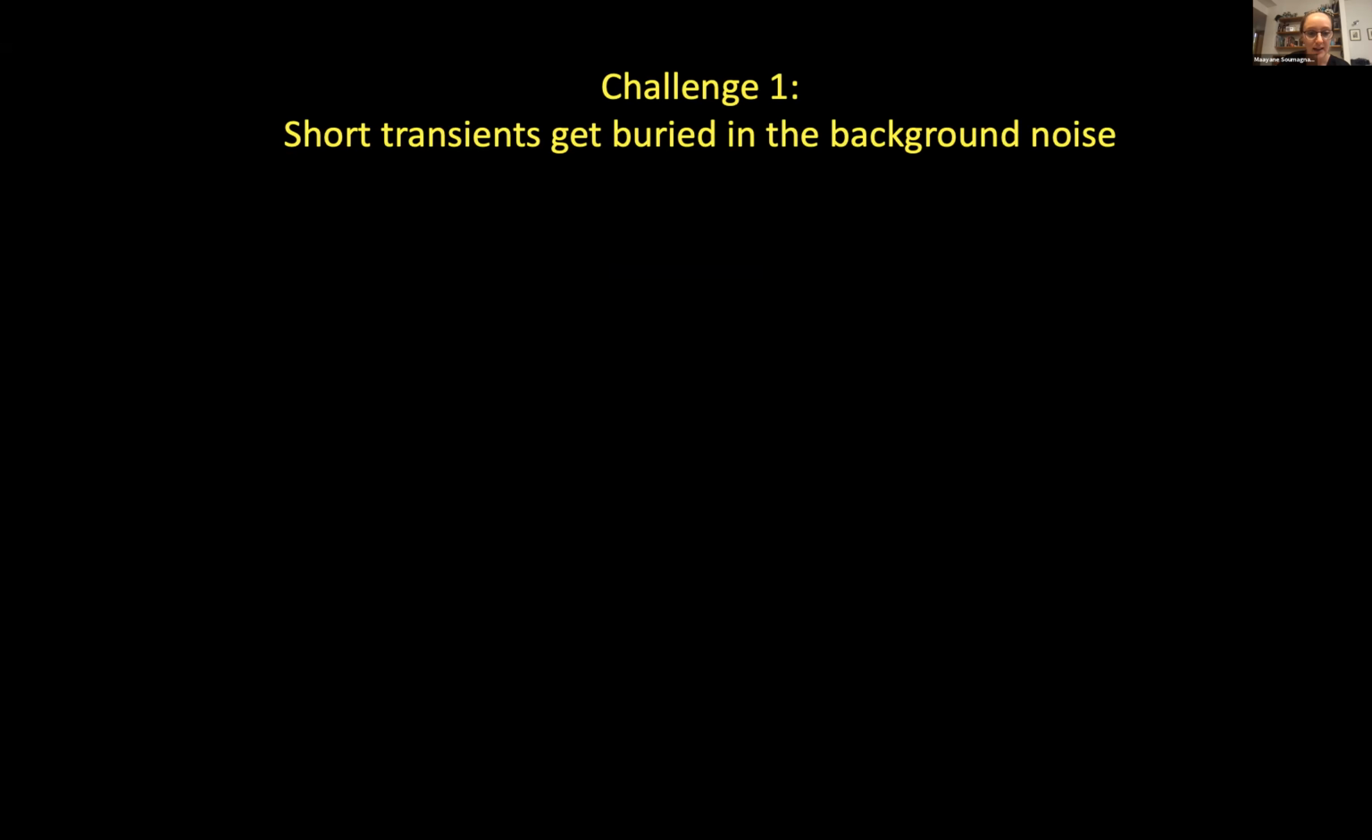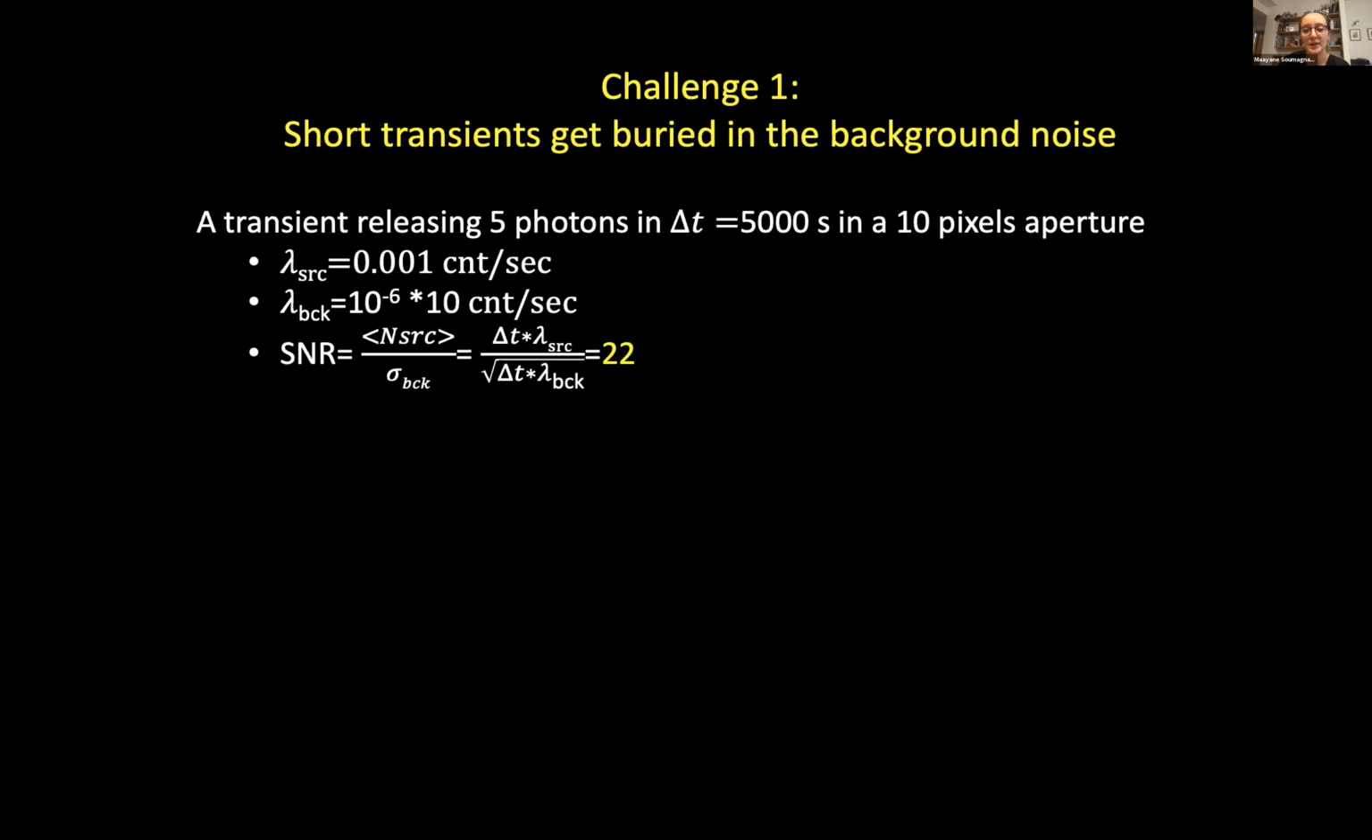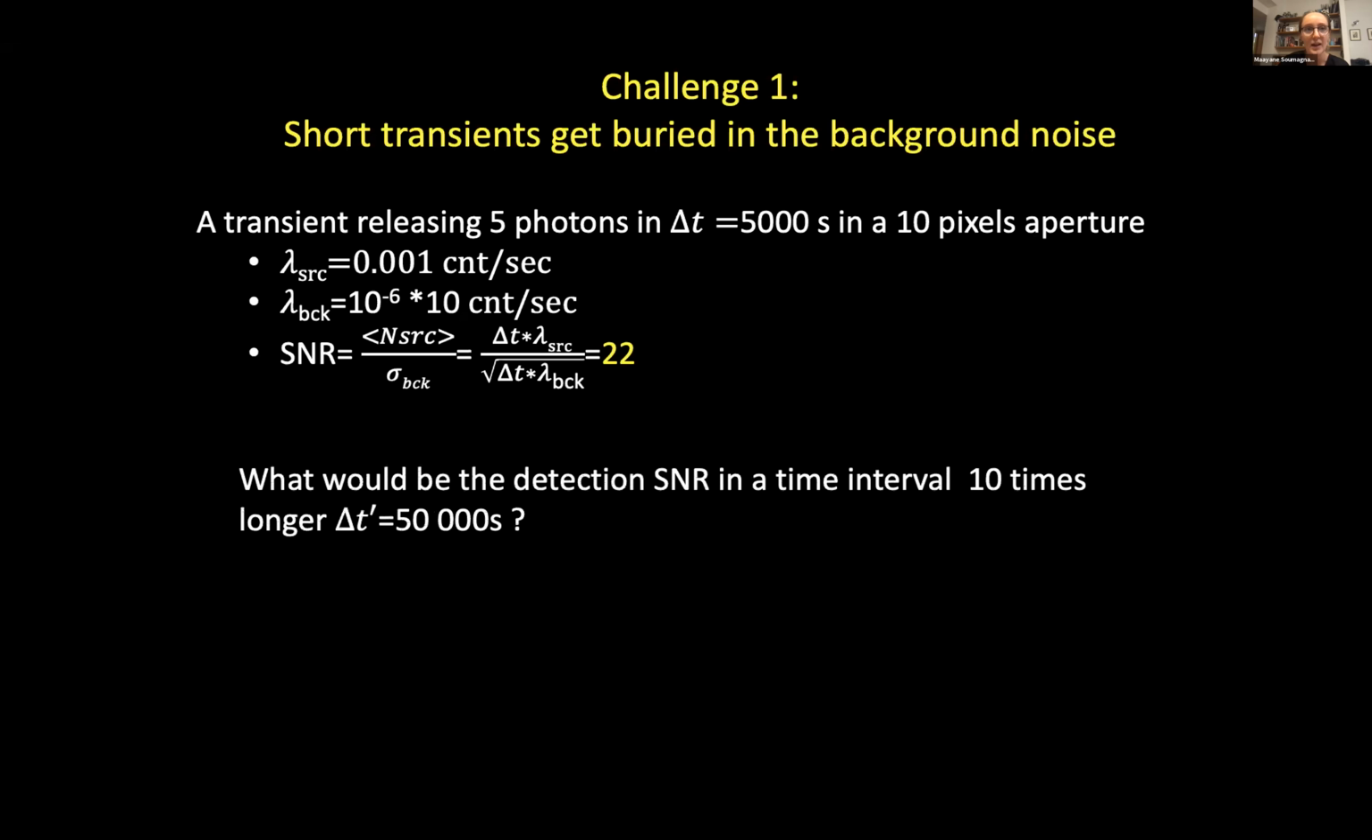And it's easy to understand if we do the math and consider, for example, a transient releasing 5 photons within a 10 pixel aperture, observed over a time interval of 5,000 seconds. With a background value of 10 to the minus 6 counts per pixel per second, we get a signal to noise of 22 for the detection of this transient. And now if we ask what would be the signal to noise ratio of the detection for the same transient, but observed over a time interval 10 times longer, the signal to noise ratio would actually be much lower.